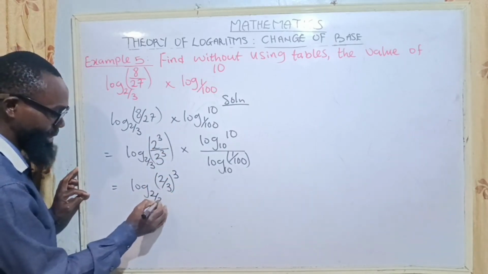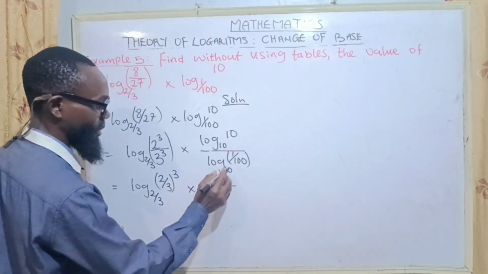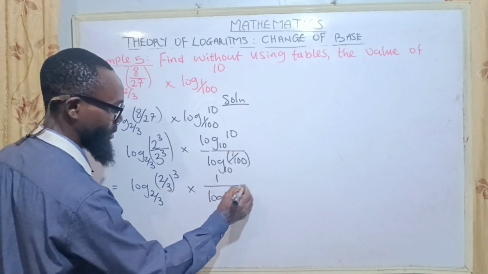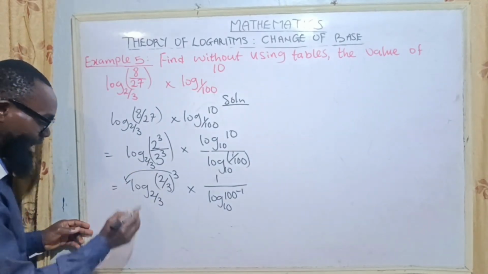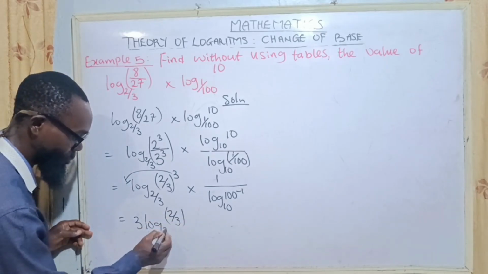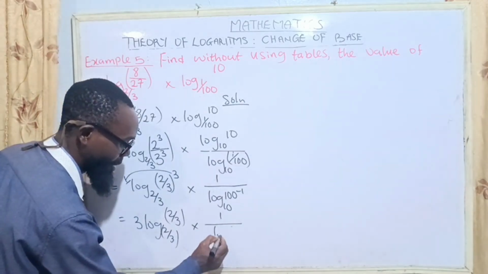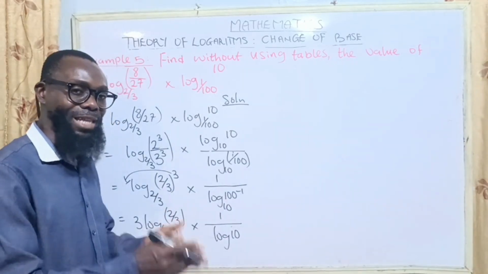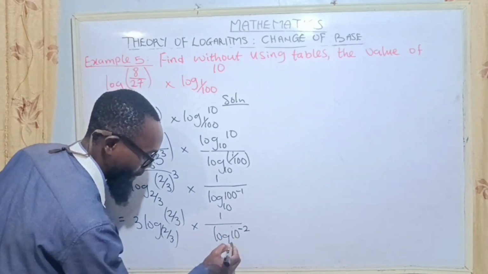Then base 2 over 3 times log 10 to base 10, we know that one is 1 over log, this 1 over 100 is 100 raised to the power minus 1 base 10. Let this 3 comes here, I have 3 log 2 over 3 base 2 over 3 multiplied by 1 over log 100 could be written as 10 raised to the power what? 10 raised to the power 2. 10 times 10, that is 100. That 2 multiplied by minus 1, minus 2 base 10.